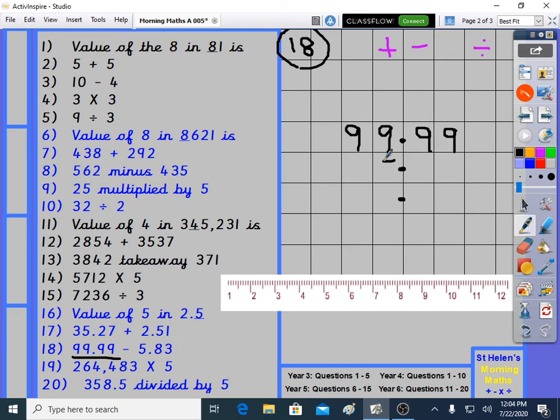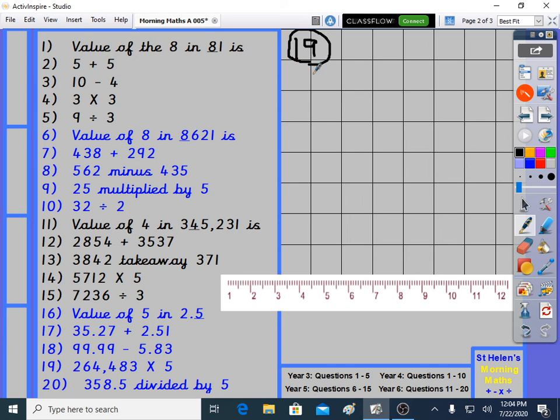99.99, take away 5.83. This is how you have to line it up. If you do this enough times, you'll get used to it. 9 take away 3 is 6. 9 take away 8 is 1. 9 take away 5 is 4. And 9. 94.16. The only way you'll get that wrong, as long as you copy it down right, is by lining it up wrong. So be careful if you're lining up. Question 19.